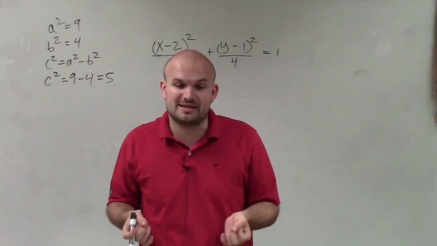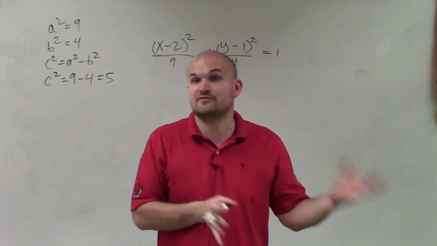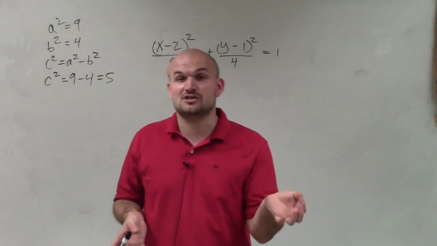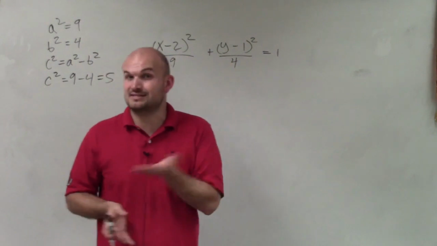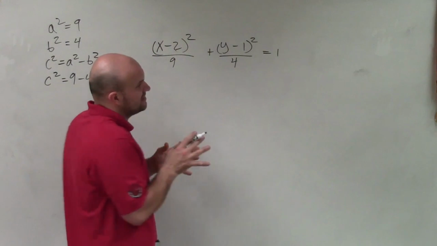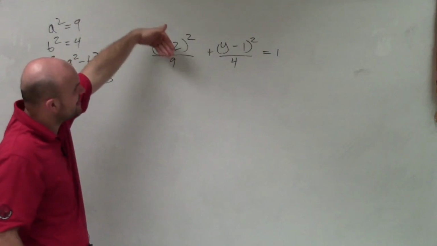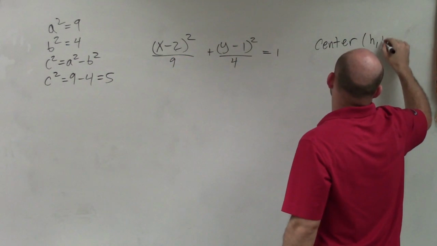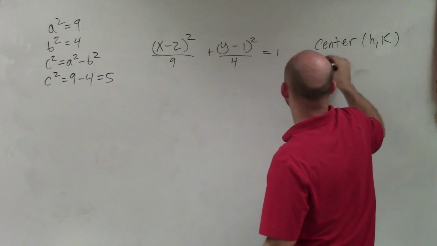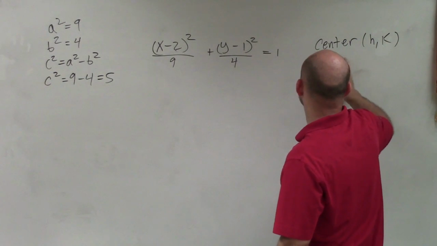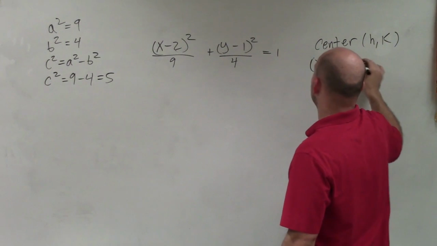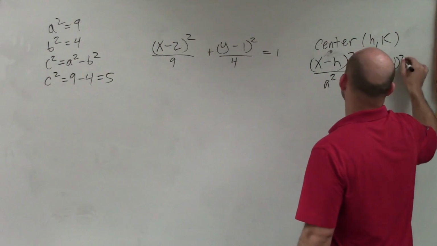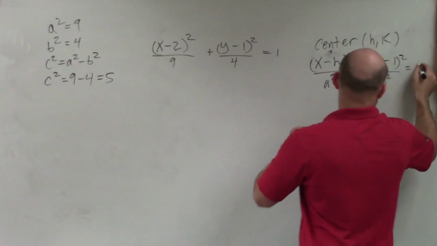That's going to be very helpful for finding the vertices, co-vertices, and foci. The next thing I need to do is identify the center and also identify where my major axis is. Is it going to be horizontal or vertical? Remember, in the standard form of the equation, my center is always going to be at (h, k), where it's (x minus h) squared over a squared, which in this case is 9, plus (y minus k) squared over b squared, which in this case is 4, equals 1.